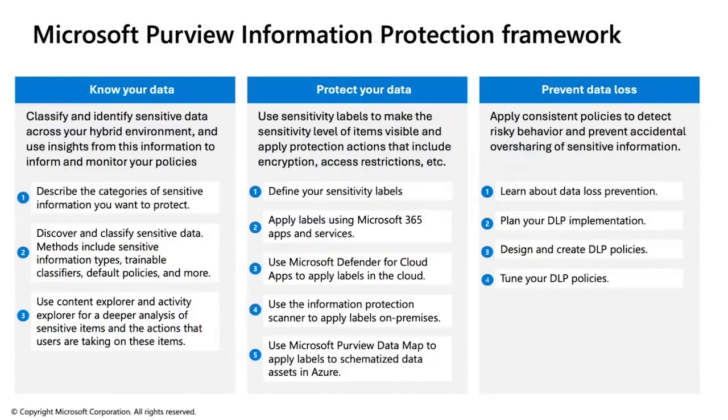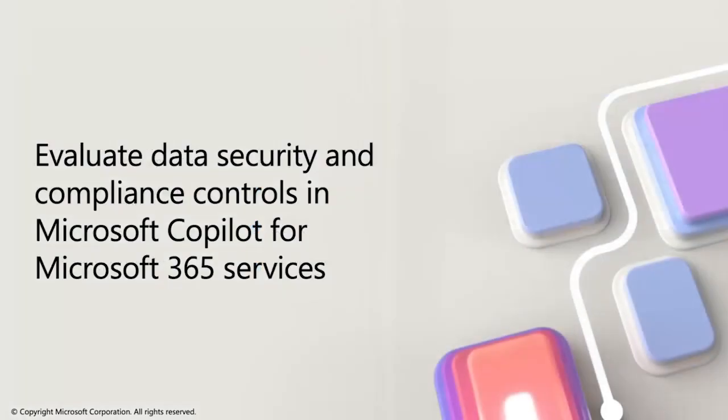It means DLP policy will be always applied automatically. Now, what next we have in this? So in this way, like information protection options, we have DLP options, we can enhance security for my data. So next is evaluate data security and compliance controls in Microsoft Copilot for Microsoft 365 services. What we have in this? Let's see.